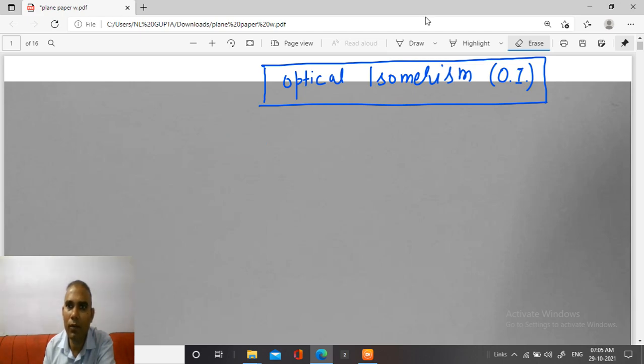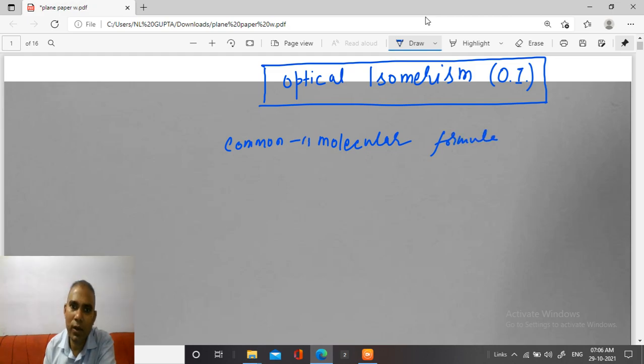What is the common thing, students? Let us try to write that. The first common thing is the molecular formula. This is common for two compounds or more than two compounds, so the molecular formula will be the same. The second point is that the structure is also the same. So two things are the same.